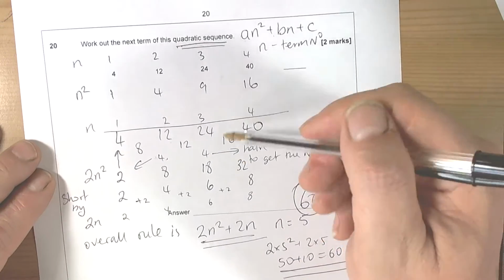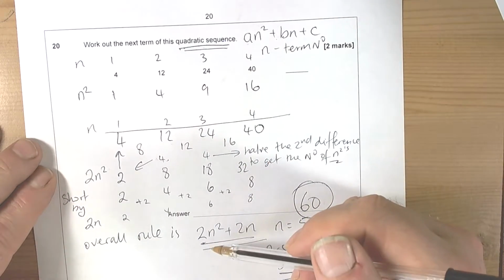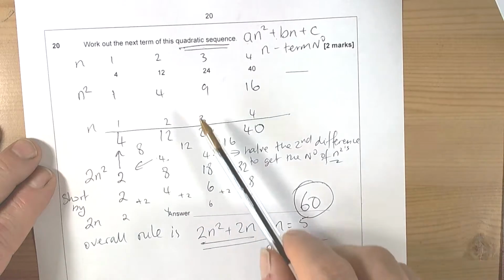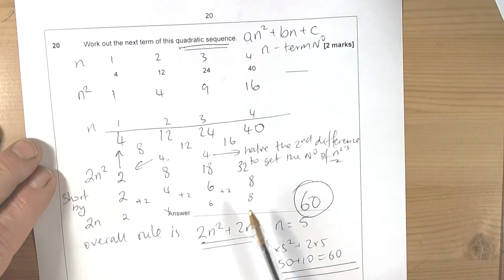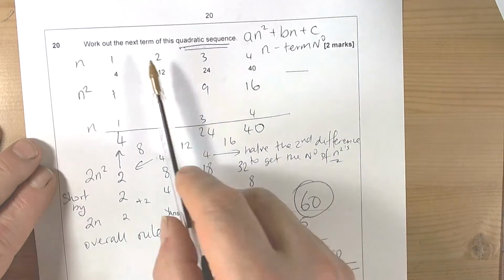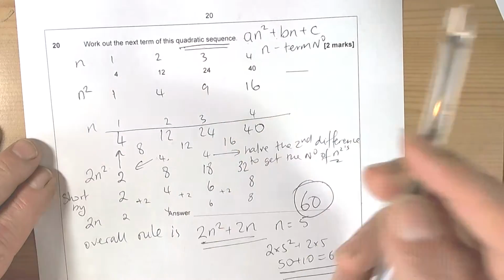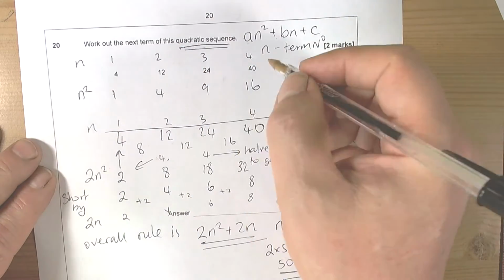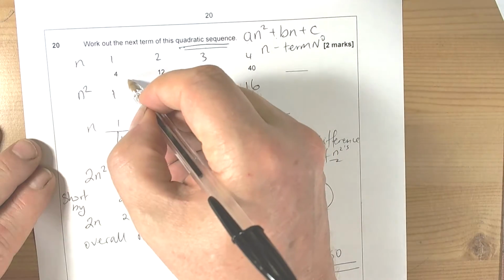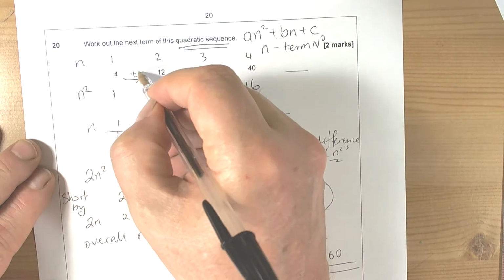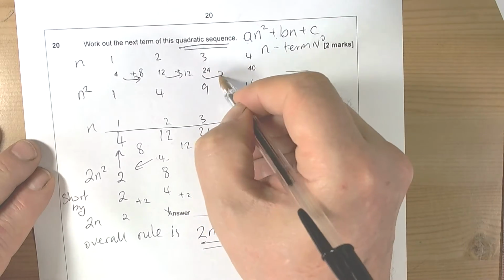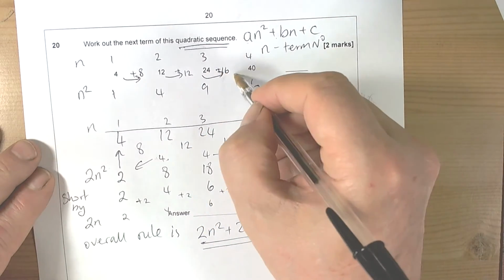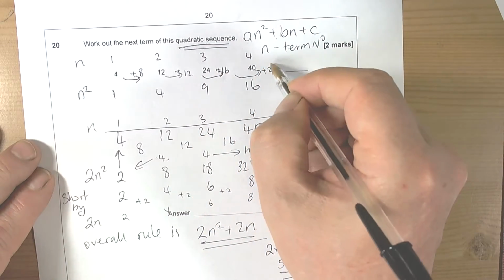Now, what I've done there is the hard way of doing this kind of question, because I've gone through and shown you how to work out the n squared rule for a quadratic sequence. If I'd read the question carefully and not rushed, all it said is work out the next term of the sequence. Well, if we notice, to get the next term, here we had to add 8, here we had to add 12, here we had to add 16, so here we'd have to add 20.